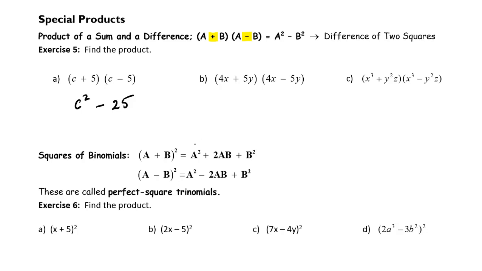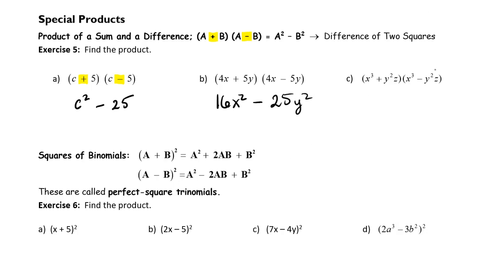We square the c and we square the 5, and we know it's a difference because the signs are opposite inside the binomials. The same idea holds for 4x plus 5y times 4x minus 5y. We will get 16x squared minus 25y squared.